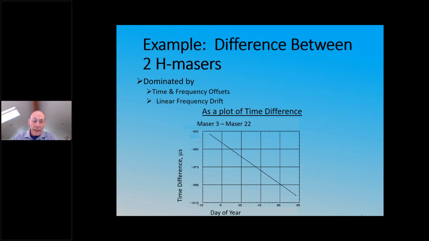So what I'm plotting here is just the difference in time between two clocks. That is, each clock has a time reading, if you will. You could think of it as a 1 pulse per second output with data that says what the time is at the time of that pulse. And so this is the difference of those, and it's measured over days of the year.